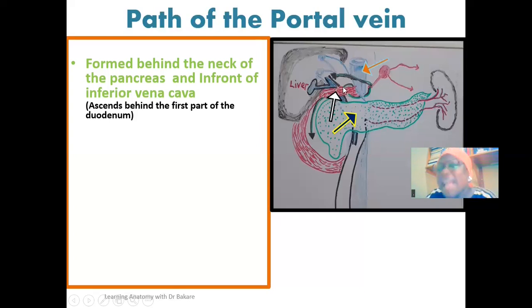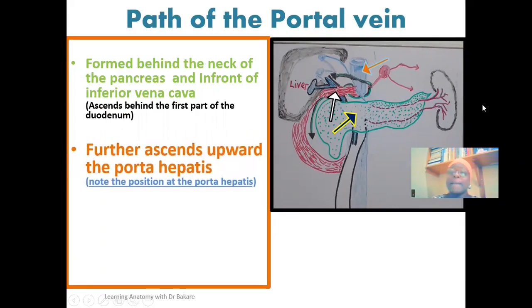After crossing behind the first or the superior part of the duodenum, you see it ascending up and heading towards the porta hepatis. The porta hepatis is like an indentation created at this region of the liver. It's like the hilum of the liver, through which structures pass to enter or exit the liver. This is where the portal vein is directed, because that's the only access it has to the liver, as it delivers deoxygenated but nutrient-rich blood to the liver.